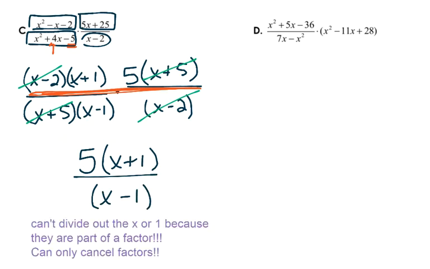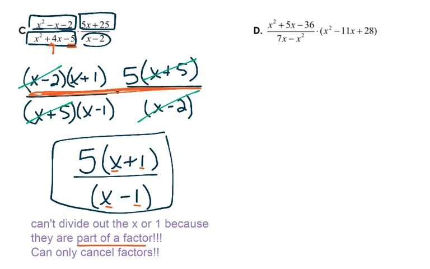Alright, so I added a little note here you might want to jot down, but we were done at this point. I don't want you to over-cancel and think that you can cancel out this x with this x or this one with this one, because those are parts of a factor. They're just part of a factor. You can only cancel out whole factors, things that are in parentheses, so make sure you're careful with that. Alright, let's try another one.